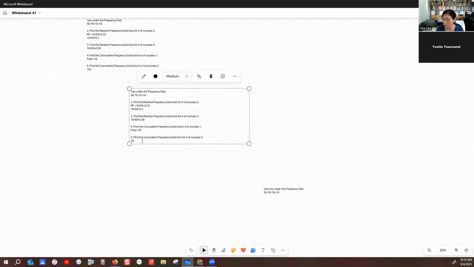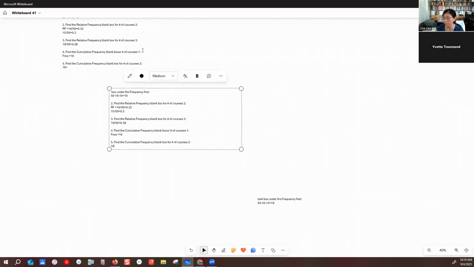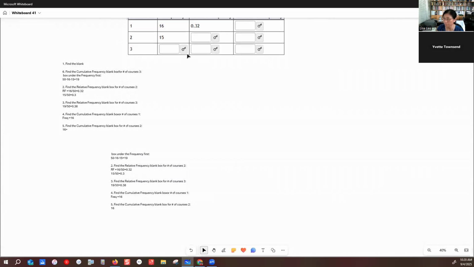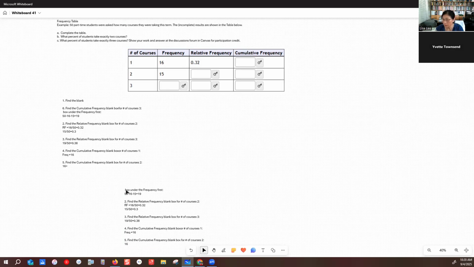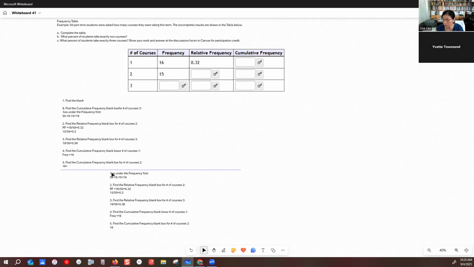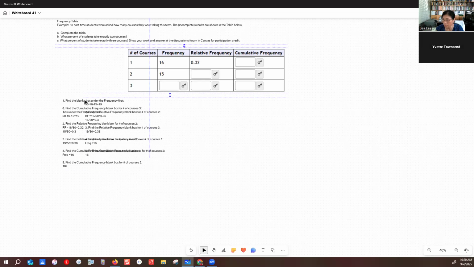Okay. So the number 5, the answer just is 16, right? Remember the box we had, the equation we had earlier. Let's go back. This is the given one, and find the blank box. So this one's supposed to go here.